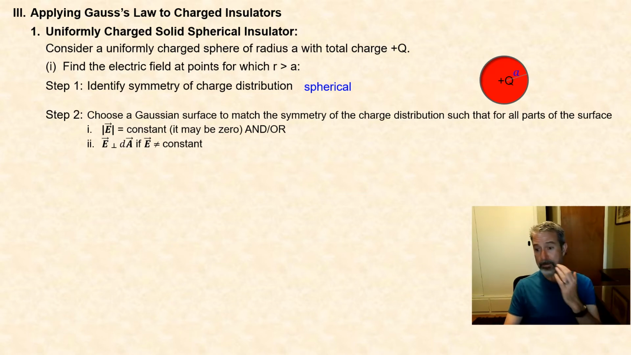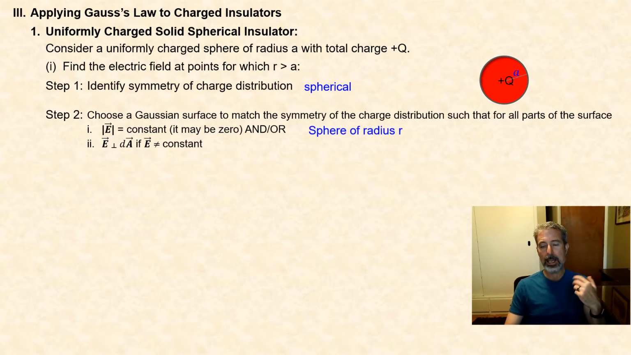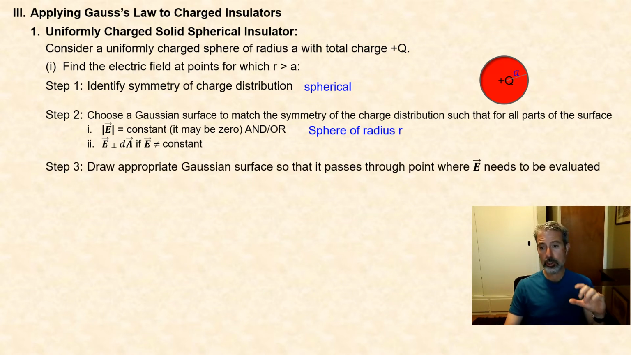And as we said, you don't really need to think about this because I've already pretty much told you what these surfaces are. For a spherically symmetric charge distribution, you're going to choose a Gaussian sphere. And we will make this sphere of radius r so that it must go through the field point in question. So we're going to now draw the Gaussian surface so it passes through the point where the electric field needs to be evaluated. We're evaluating the field outside of the charged sphere.